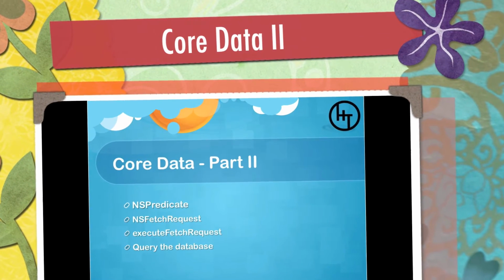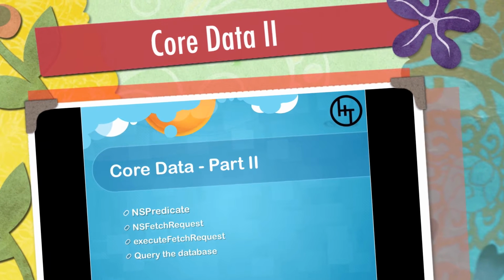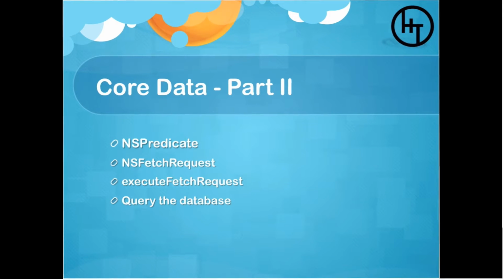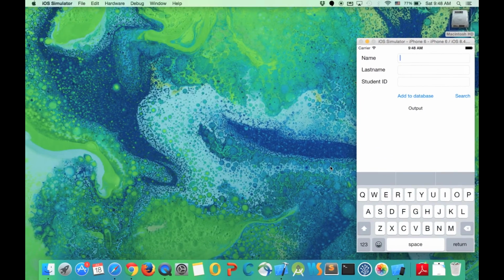In this tutorial, we will finish what we talked about in Core Data Part 1. This is all about NSPredicate, NSFetchRequest, and executing the fetch request, and how we can query the database. So let's move on. Here's the final app that we are going to create.